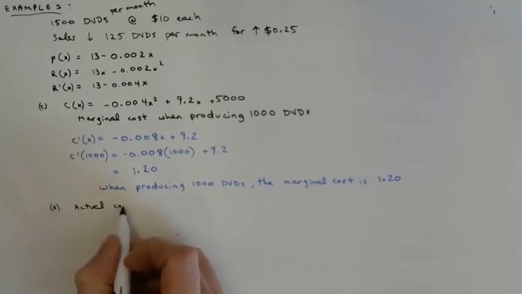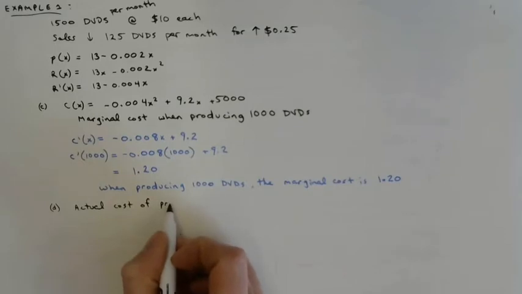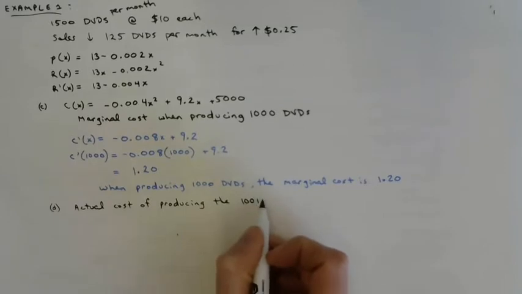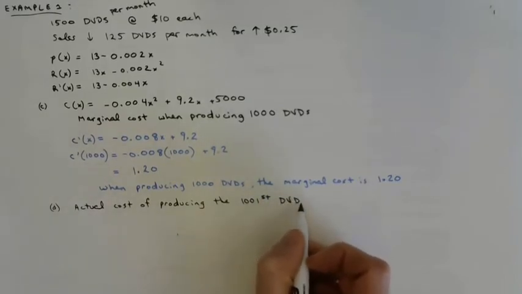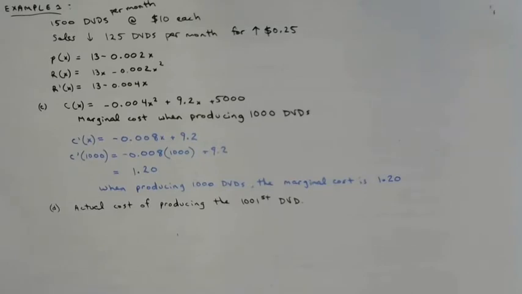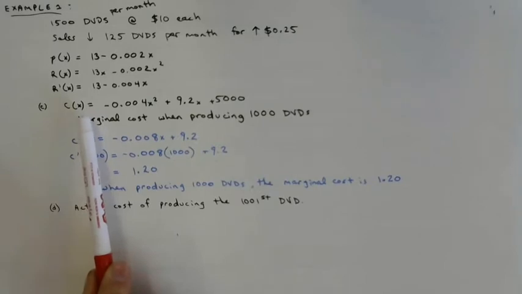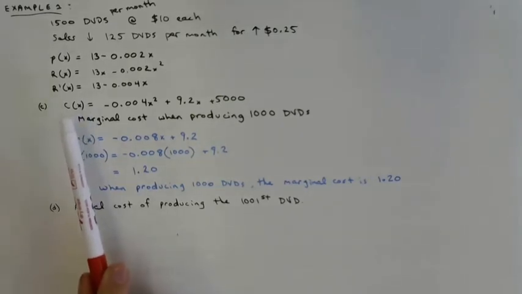Actual cost of producing the 1001st DVD. So here we're going to use the total cost function, which is right here. We're going to find out the total cost of producing 1001 DVDs and subtract that from the total cost of producing 1000 DVDs, and that will give us the exact cost of producing the 1001st DVD.